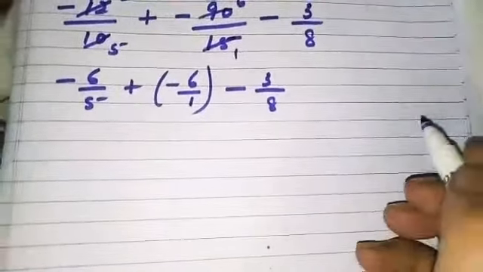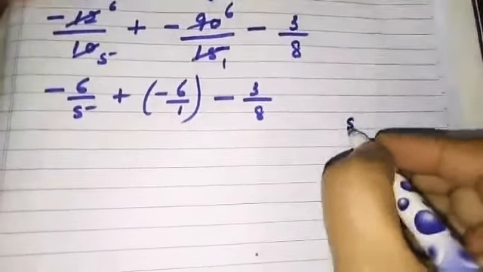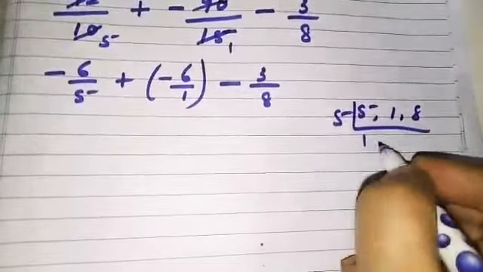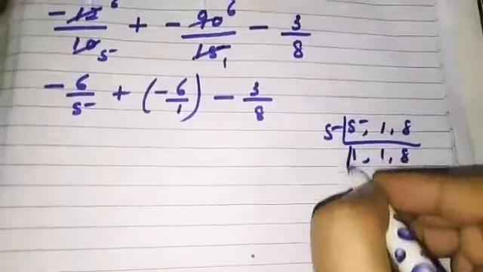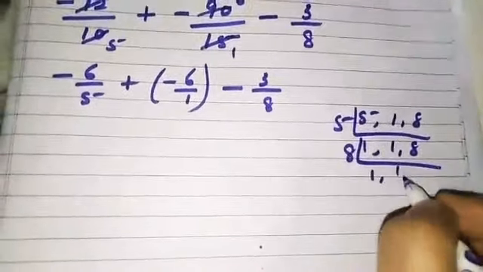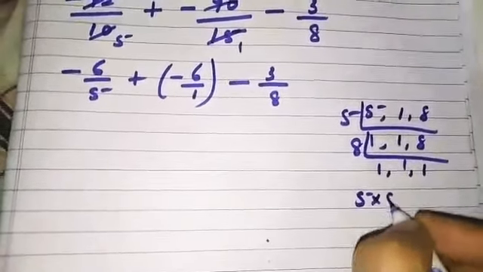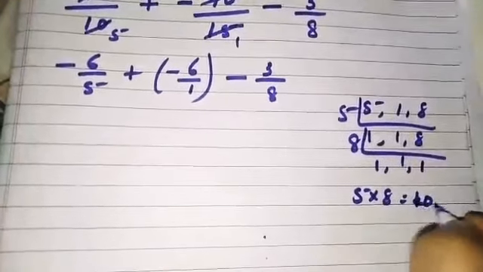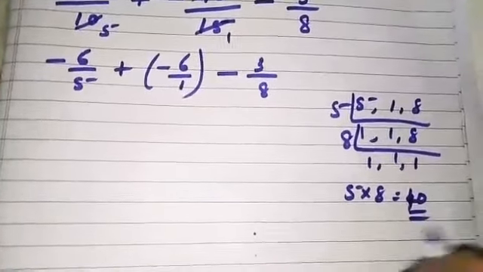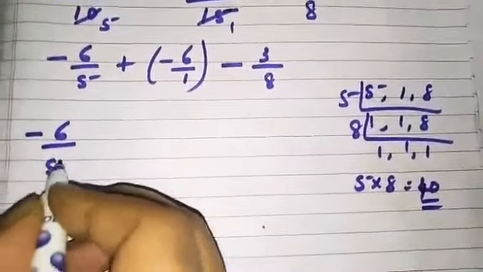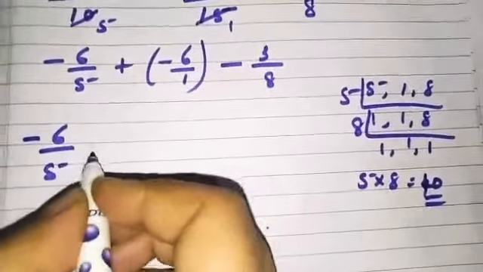And now we have to take out the LCM of 5, 1 and 8. And the LCM of 5, 1 and 8 would be 40. Let's just check this. So 5 ones are 5. Bring this as it is. And 8 ones are 8. So 5 into 8 gives me 40. Now this is the LCM. 40 is the LCM. So let's further work it out.